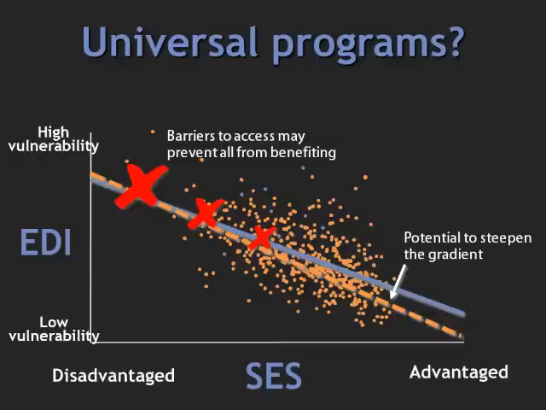And so, the kind of idea that has emerged from the WHO Commission on the Social Determinants of Health is this notion of proportionate universality.